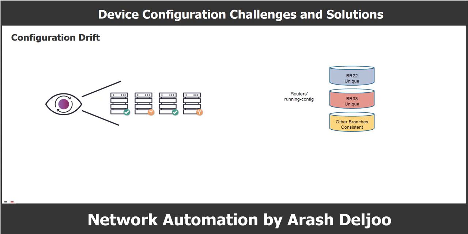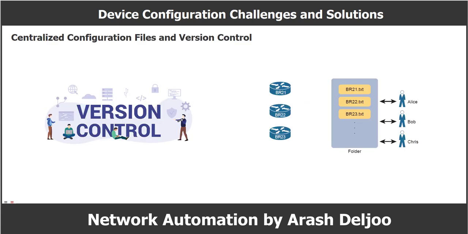Referring to historical data in a change management system works poorly if a device has gone through multiple configuration changes over a period of time. About the centralized configuration files and version control: the manual per device configuration model makes great sense for one person managing one device.